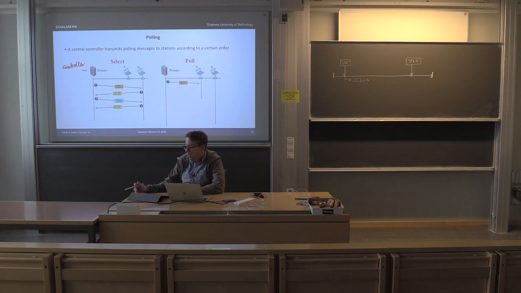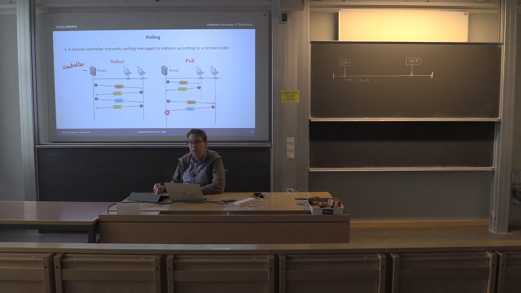Another thing is when one of the stations A and B has some data to transmit. The station first checks with A: do you have any data to transmit? And then A says, no, I don't have any. And then the primary asks B, do you have any data? And B says, yeah, I have.